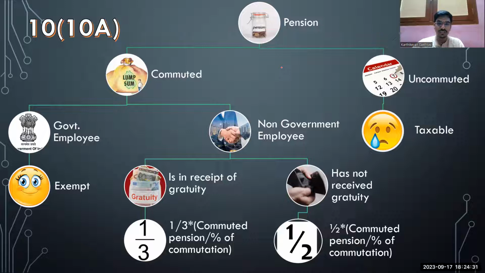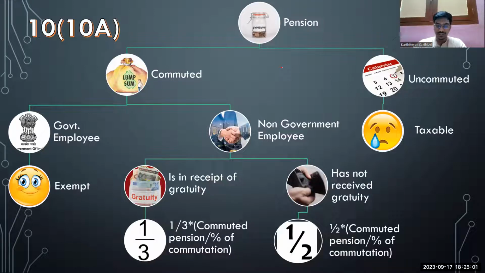Coming back to our discussion. As far as pension is concerned, there cannot be a way that the pension is received at the time when the employee is in service. If the employee receives something when he is in service, that is known as salary or wages, as the case may be, but it cannot be termed as pension. So basically the pension's taxability can be broadly divided into two parts. First one is commuted pension, next one is uncommuted pension.